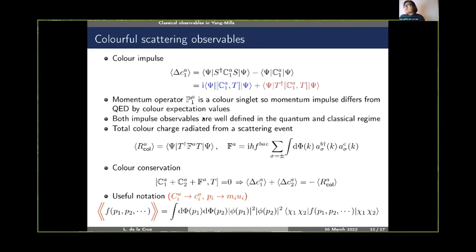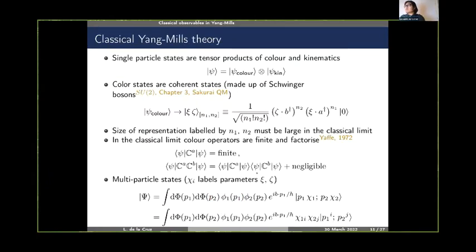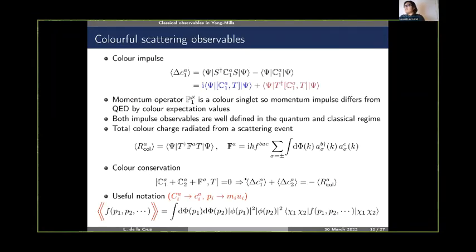Now, because the momentum is a color singlet, the momentum impulse is not going to be very interesting, because the momentum impulse is going to differ from QED only by the insertion of some color operators. But because of these two properties, these color operators are going to factorize, so the result is going to be quite simple. So this is more interesting.